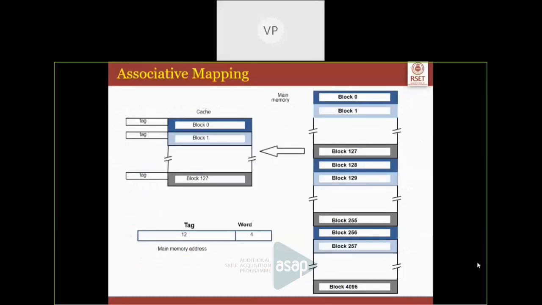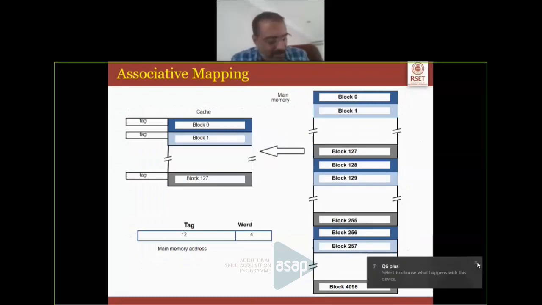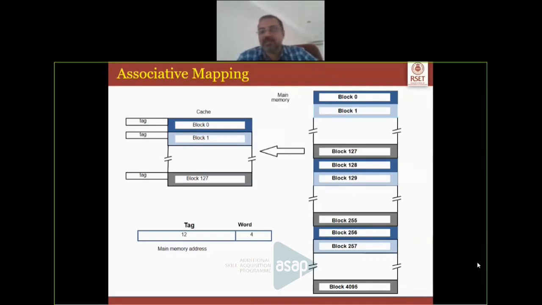I can explain this diagram. Just to make it clear, I'm taking an example. In this example, my main memory has 4096 blocks, and each block has 16 locations, 16 words. Any block from this main memory has to be loaded to the cache memory. To identify which location it has to be loaded to, a tag is required. So in the main memory address, the most significant 12 bits are used for tagging.